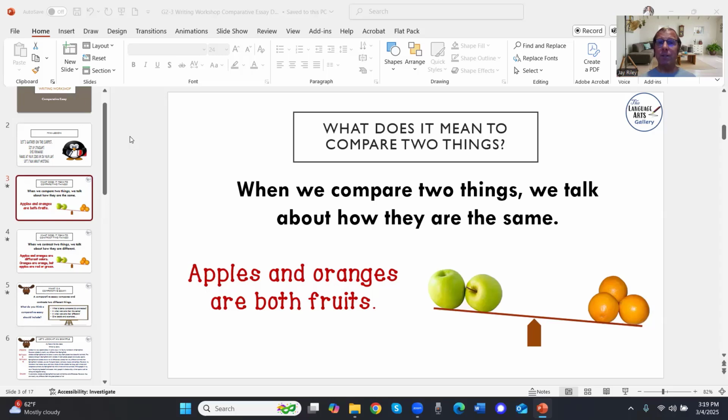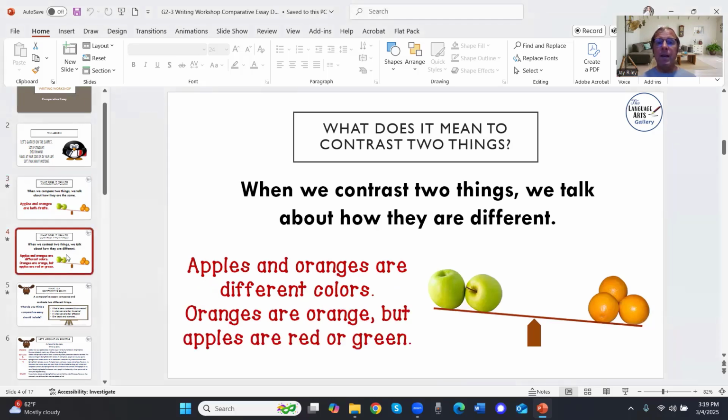When we compare two things, we're talking about how they're similar. Apples and oranges are both fruits. We're talking about how they're similar. Apples and oranges are different colors. So we're contrasting them. We're talking about a difference between these two fruits. Oranges are orange, but apples are red or green.